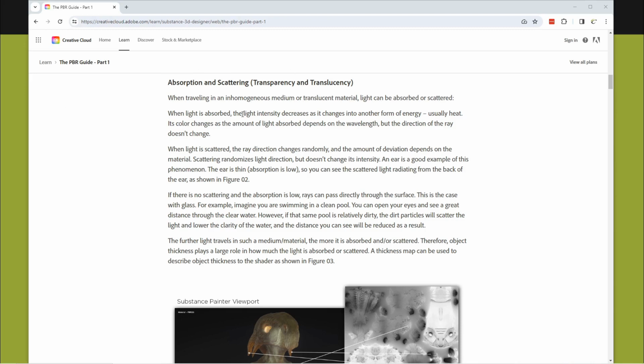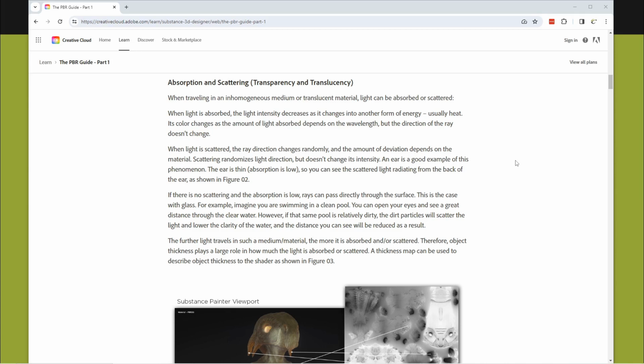So, absorption and scattering. When traveling in an inhomogeneous medium or translucent material, light can be absorbed or scattered. When the light is absorbed, the light intensity decreases as it changes into another form of energy, usually heat. Its color changes as the amount of light absorbed depends on the wavelength, but the direction of the ray doesn't change. When the light is scattered, the ray direction changes randomly, and the amount of deviation depends on the material. Scattering randomizes the light direction, but does not change its intensity.